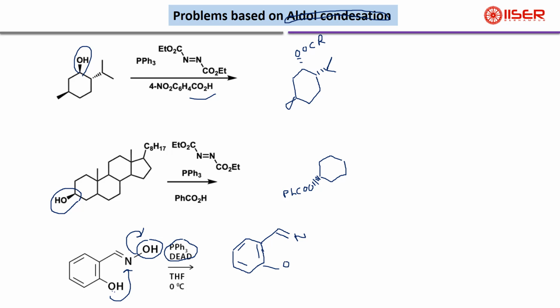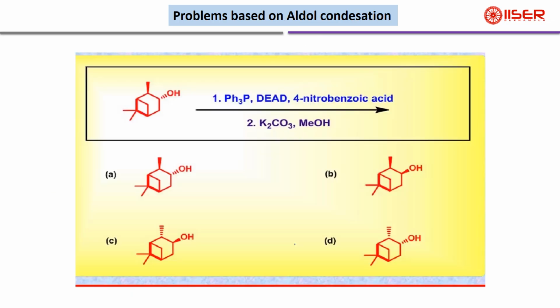Forming this as our product. Okay, let's go to the next question. This is one of the questions from NET, I think a previous year NET question. So what will be the product? In the first step they have given PPh3, DAD and 4-nitrobenzoic acid. In the second step they have given a base and methanol. What will be the product?